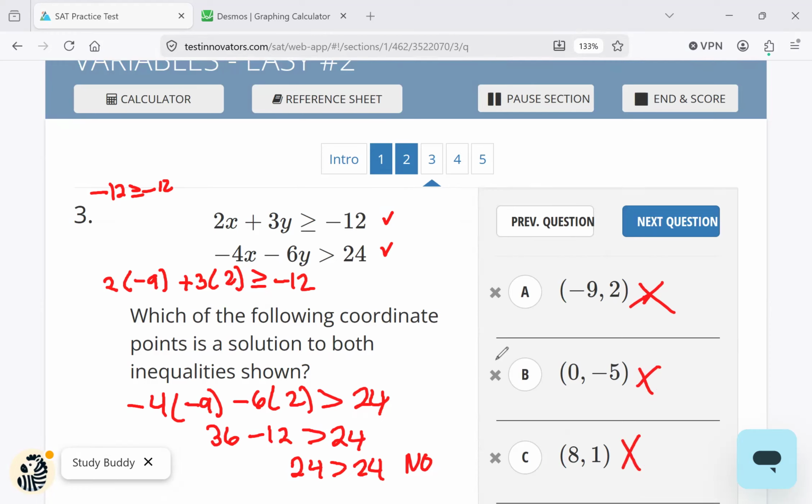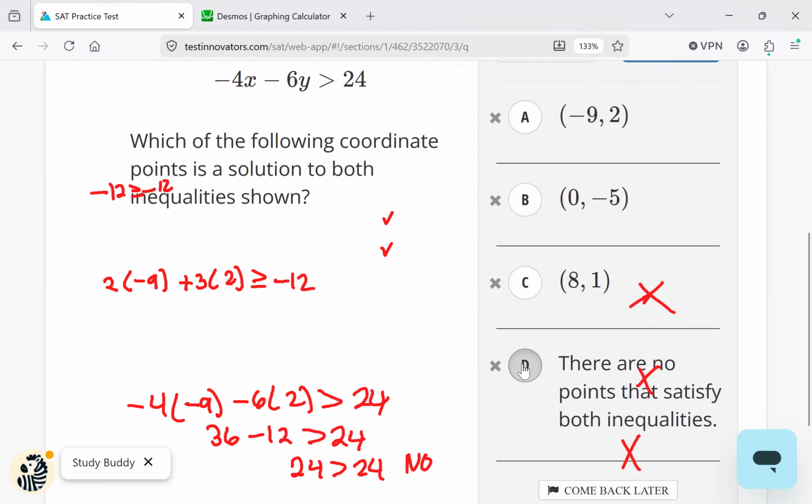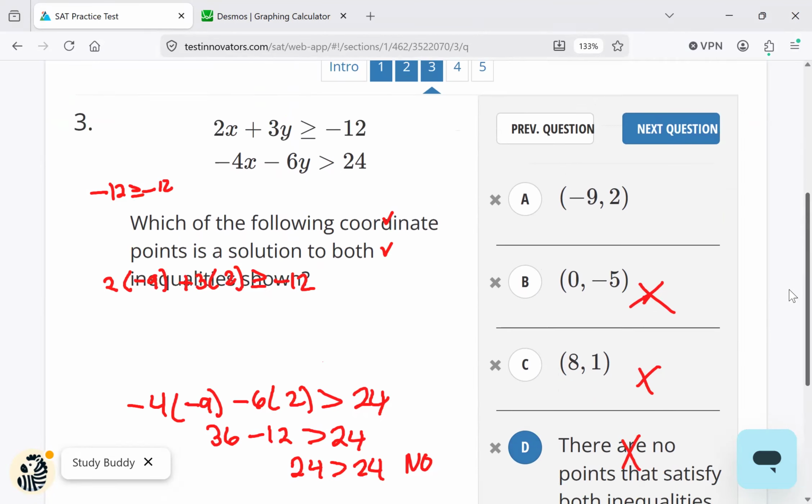I already did this problem, but if you're not sure, try it out in both inequalities, and if the statement is true, that's how you know it works. But those don't work, so I tried it out before. So yeah, D is correct. There would be no points that satisfy both inequalities.